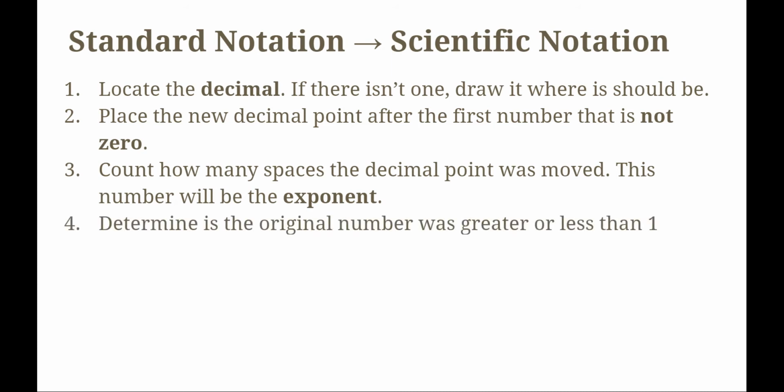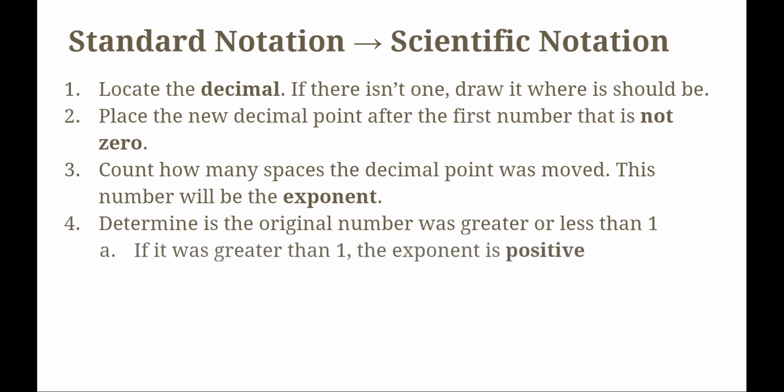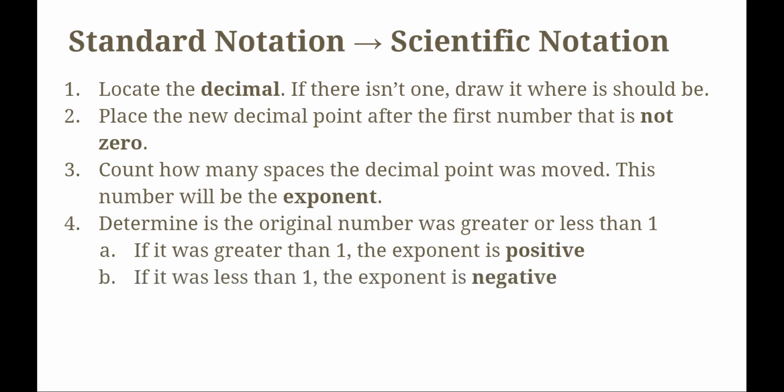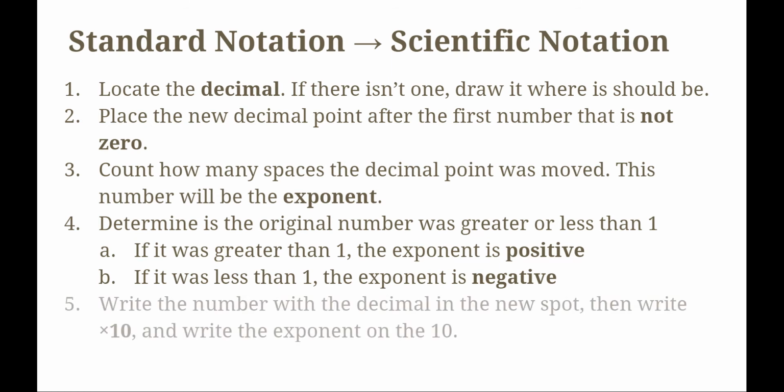Then we determine whether or not the original number was bigger than 1 or less than 1. That determines whether our exponent is positive or negative. If we had a number that was larger than 1, then our exponent is going to be positive. If it was some decimal that's smaller than 1, then our exponent is going to be negative. When we write that, we write our new moved decimal number from the first two steps, and then we write times 10 to the power of whatever exponent we just determined.